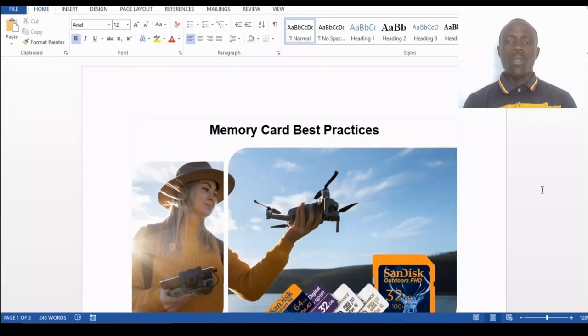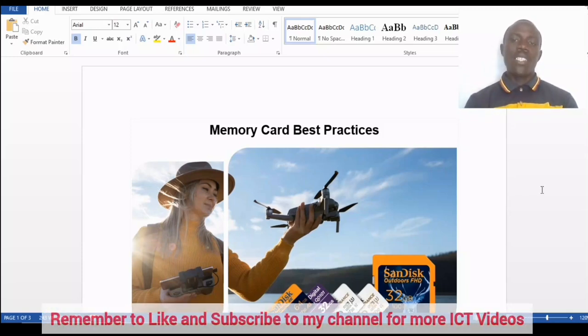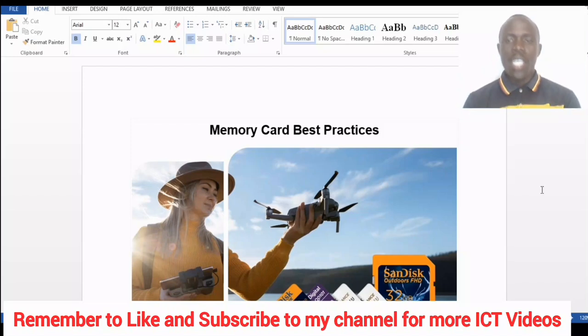In this video we are going to be talking about memory card best practices. In the other video we talked about the differences between memory cards, SD cards, and flash diskettes. So in this video we are going to see what best practices one must put into place to use these memory cards in a good way.